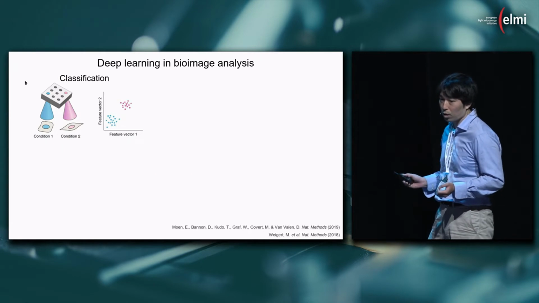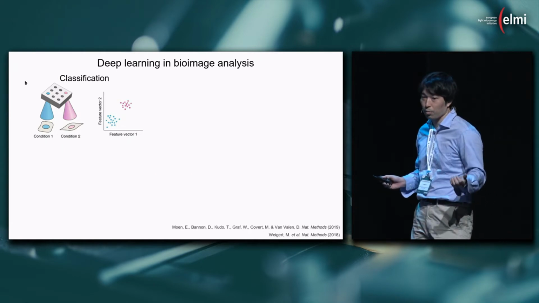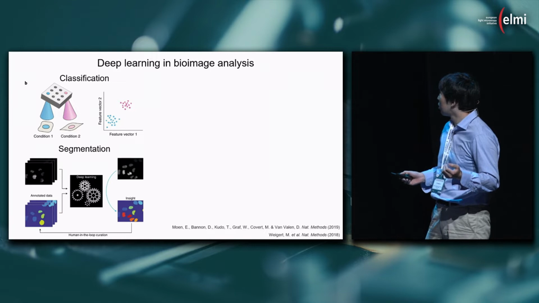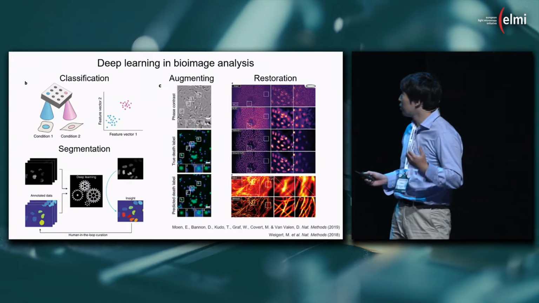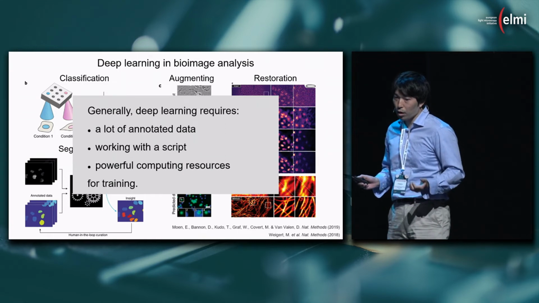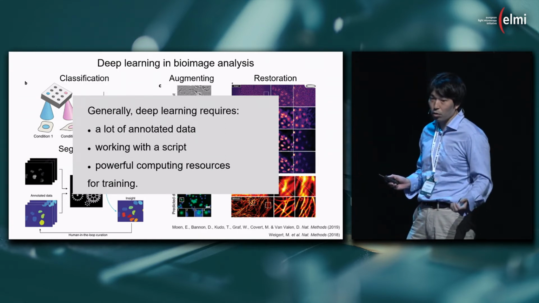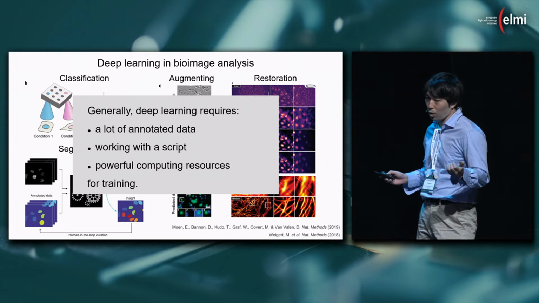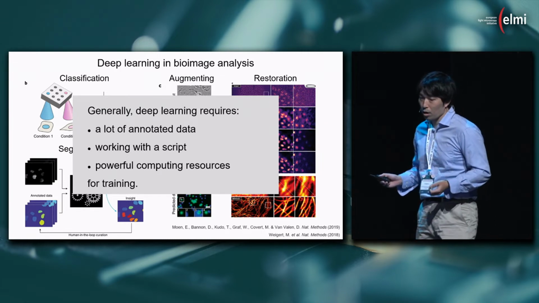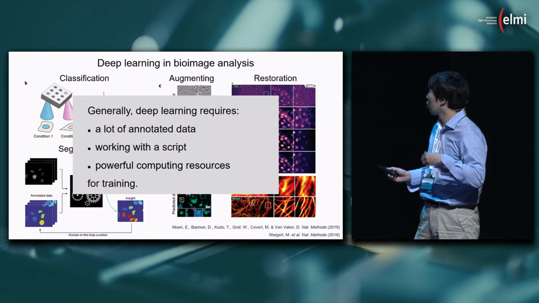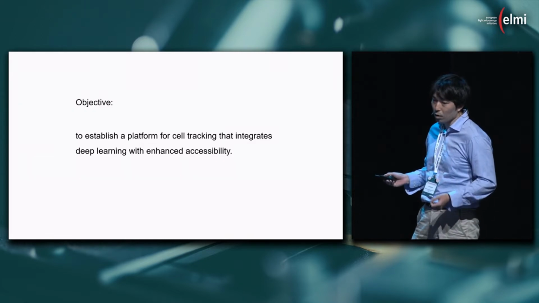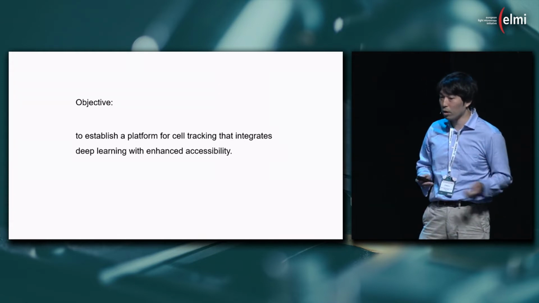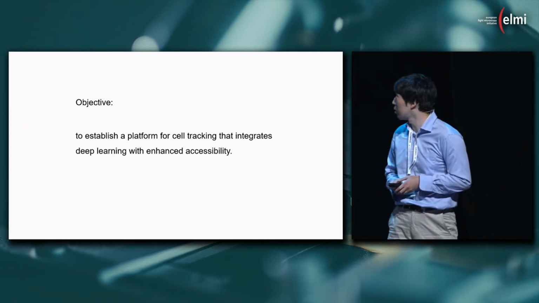So deep learning has emerged as a powerful approach in bioimage analysis, as you know. So there are many applications like classification, segmentation, augmenting microscopy, or image restoration. Generally, deep learning performs very well, but it requires a lot of annotated data for training. And users also need to work with a script on powerful computing resources. These are the main obstacles in deep learning. So the objective of this project is to establish a platform for cell tracking that integrates deep learning with enhanced accessibility.